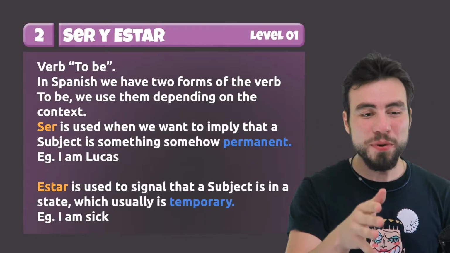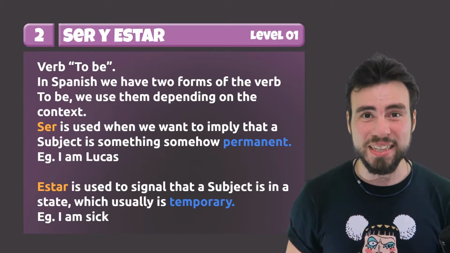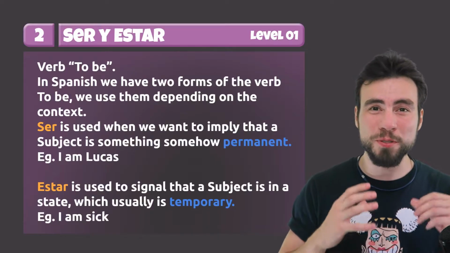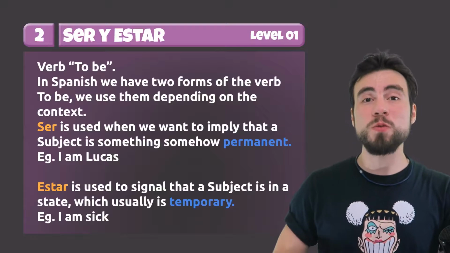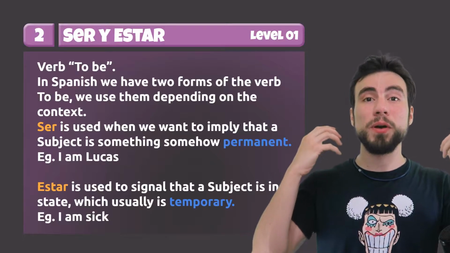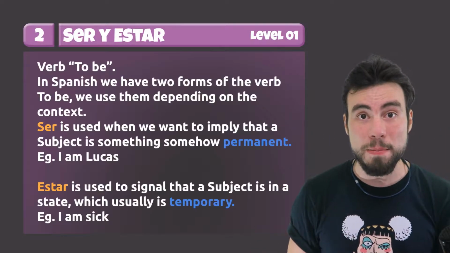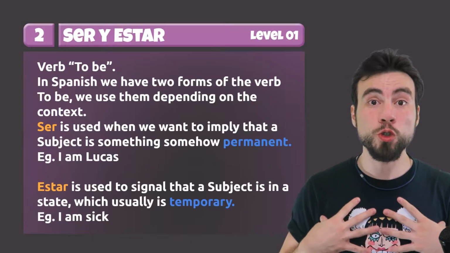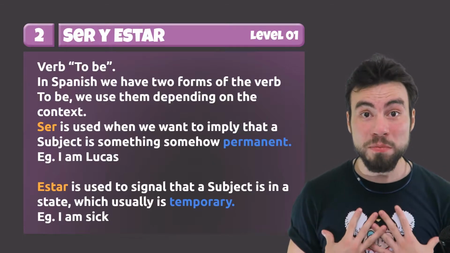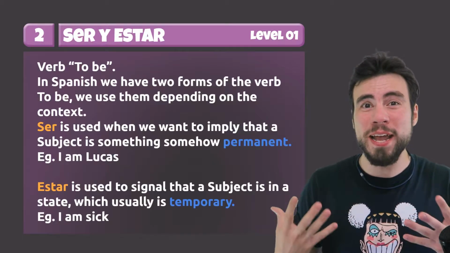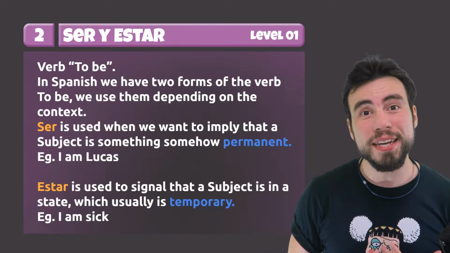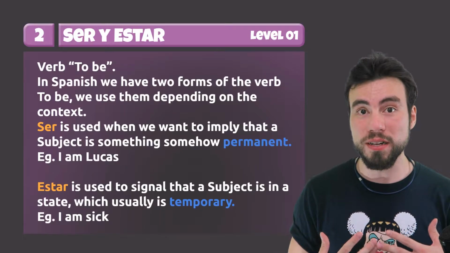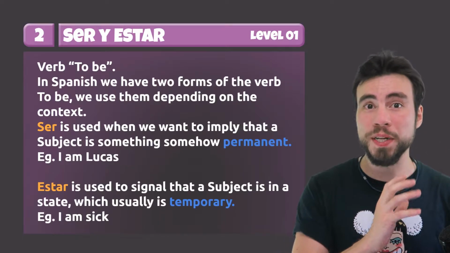You can pause the video and read that. I'm not going to read to you, but basically we have two types of verb to be. One is to describe permanent states, and one is to describe temporary things. So for example, if I say yo soy Lucas, I am Lucas. Like that's me. That's who I am. I cannot easily change this. So that's why I'm using soy and not estoy, right? I'm using the permanent one.